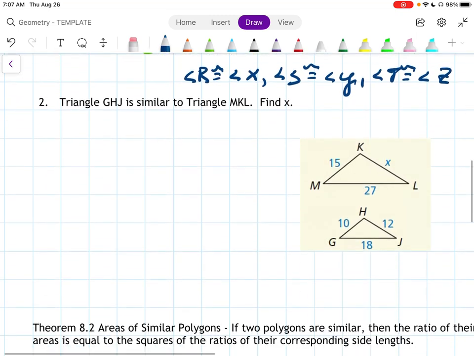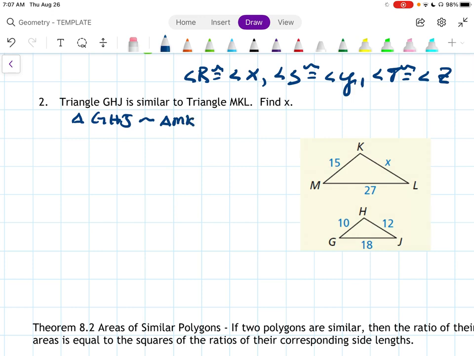All right, number 2, triangle GHJ is similar to triangle MKL. And again, whenever you're taking notes, you can write this as triangle GHJ similar to triangle MKL.